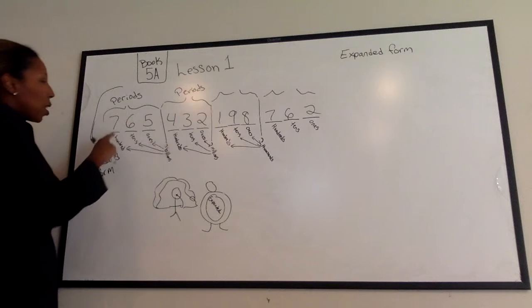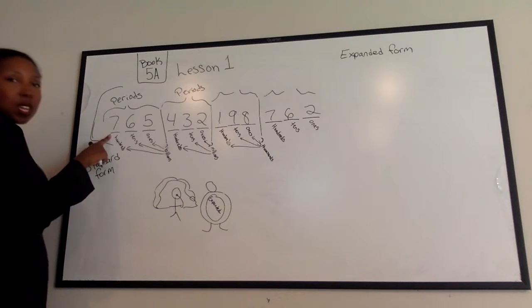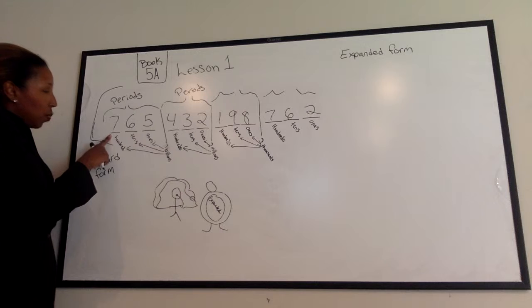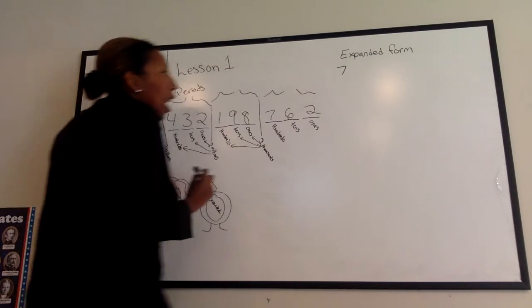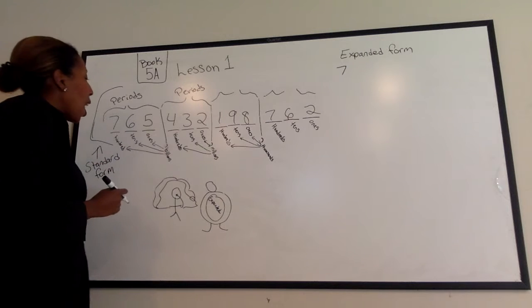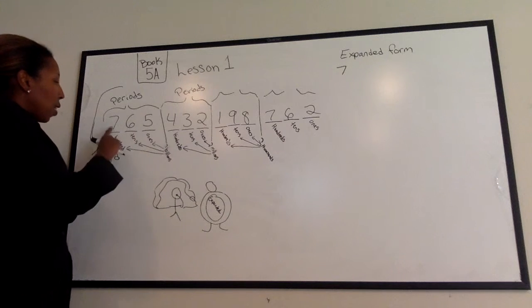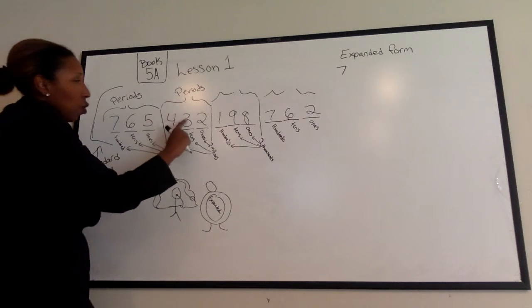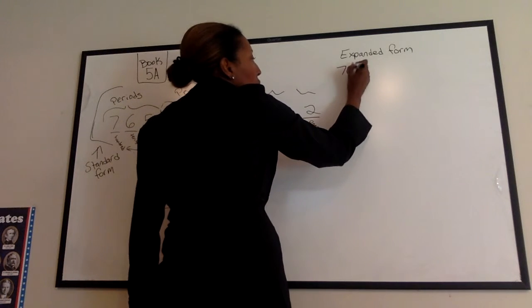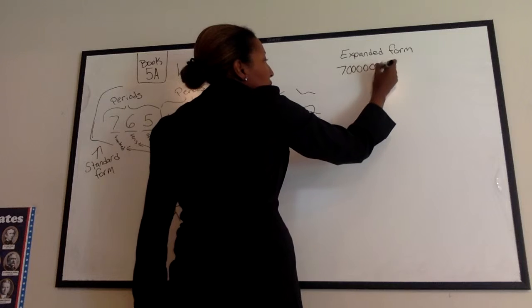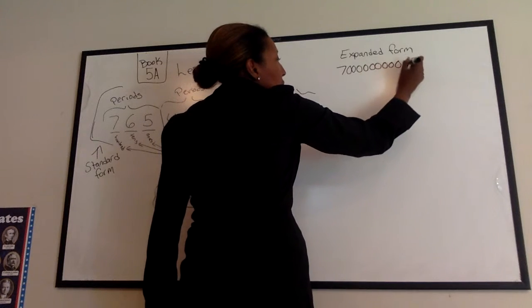So if I look at the expanded form, I'm going to look at the very first number I see over here, which is a 7. Now, I'm going to put the 7, and then I'm going to count how many zeros I would put. So after 7, I go 1, 2, 3, 4, 5, 6, 7, 8, 9, 10, 11. So I'm going to put 1, 2, 3, 4, 5, 6, 7, 8, 9, 10, 11.